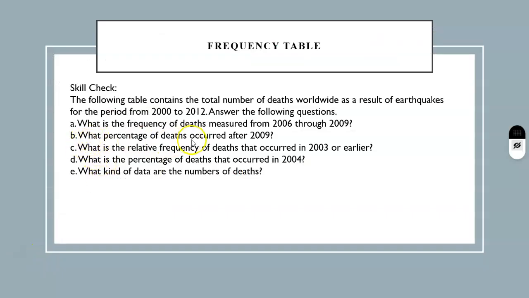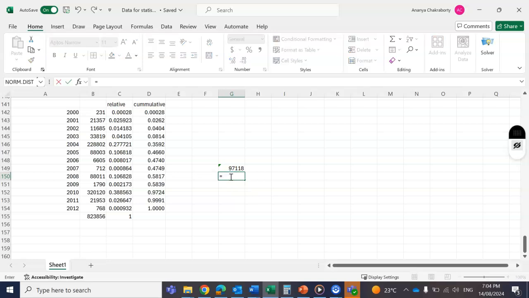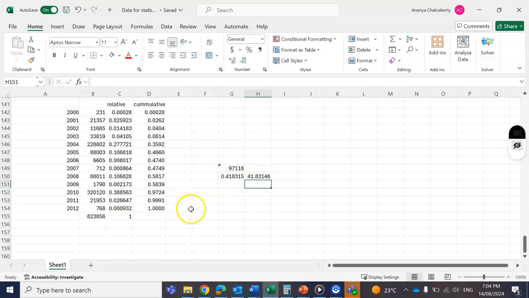Second one, what percentage of deaths occurred after 2009? So for that, we will add all the relative frequencies after 2009, and we will calculate the total values and convert it to percentage. So that is this times 100, right? So this percentage, 41.83% of the deaths are after 2009.